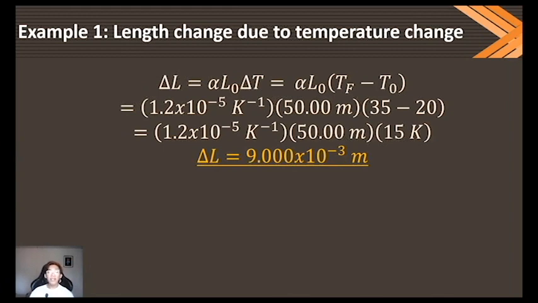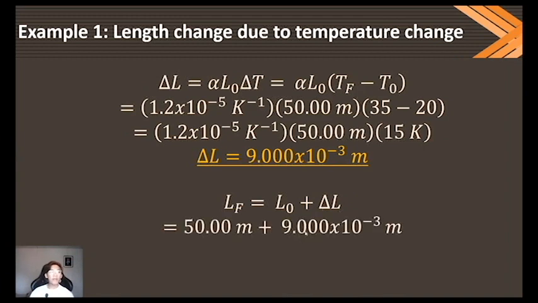Now, let's add the change in its length, delta L, to its initial length to get the new length of our steel tape at 35 degrees Celsius. So our main equation now is final length is equal to initial length plus change in length. So we have 50 meters plus 9.00 times 10 raised to the power of negative 3 meters. The answer is 50.009 meters or approximately equal to 50.00 meters. As you can see, the change in its length is too small that we cannot see it visibly with our naked eye, and the new length after the increase in temperature is approximately still 50.00 meters.